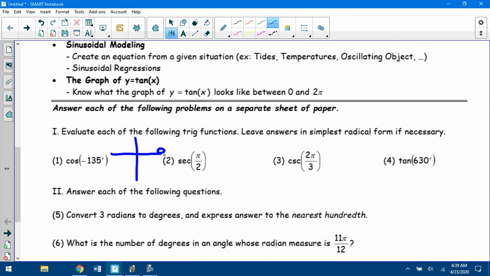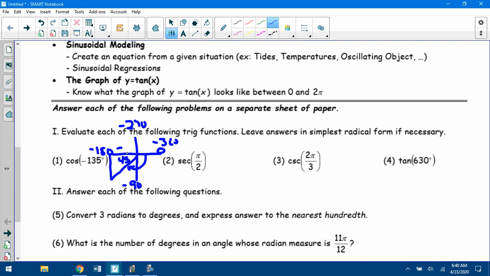Labels, so this would be like 0, -90, -180, -270, -360. -135 degrees would be down here. There's your angle. You have to figure out your reference angle. What would this be? If this is 135, you subtract from 180, so that's 45.